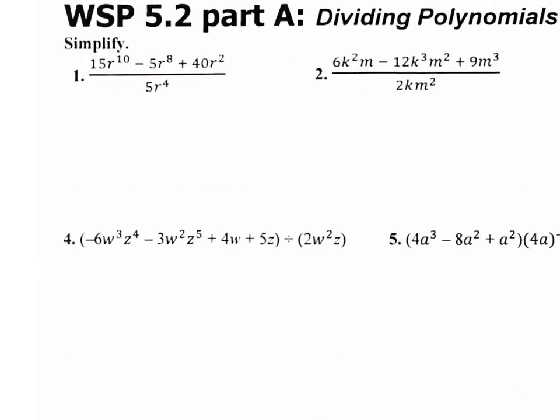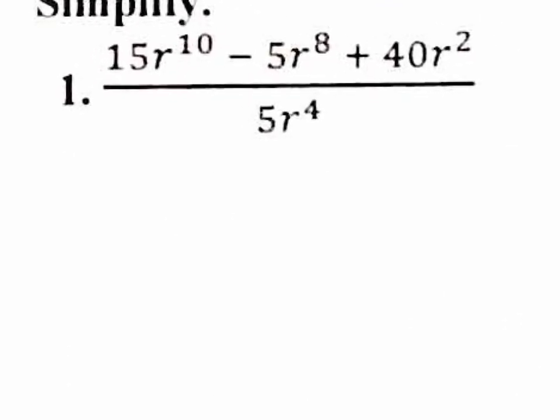Okay, number 1, if you think about it, that would be a horrific problem to do with long division. Even though it says long division, don't use long division. Why not? Because imagine that. Well, this would be inside the division box, right? And then you'd have to write 15r to the 10th, but then you'd have to put plus 0r to the 9th, and then minus 5r to the 8th, and then plus 0r to the 7th, plus 0r to the 6th, plus 0r to the 5th. That would be ridiculous, right? Because you have to fill in all those missing values.